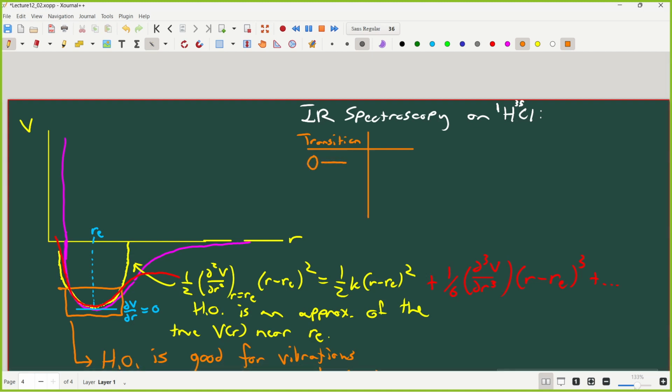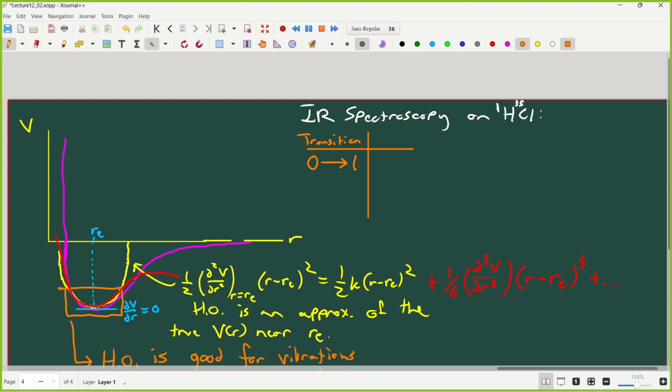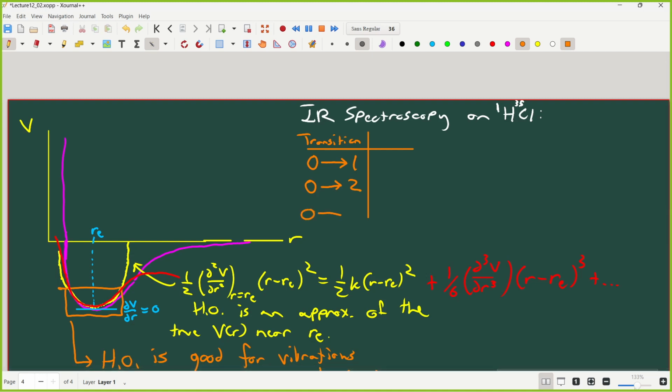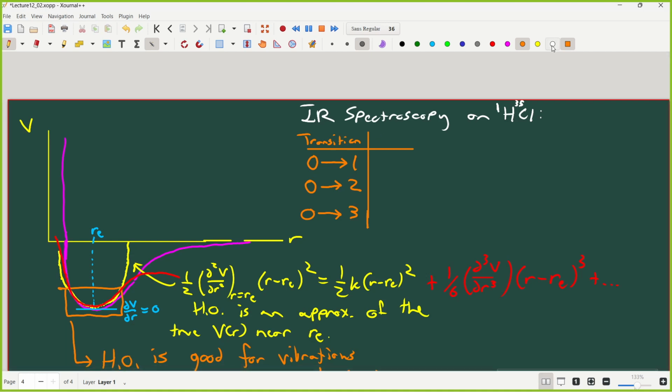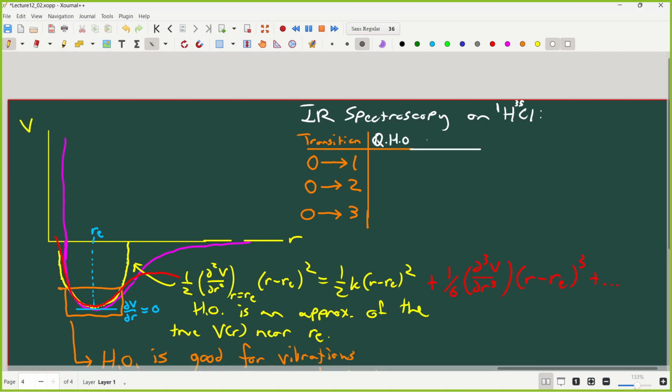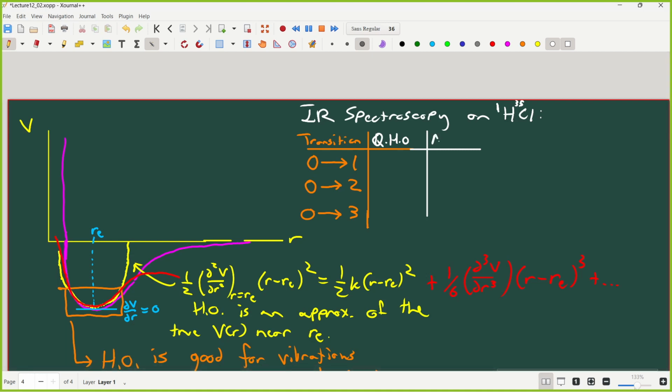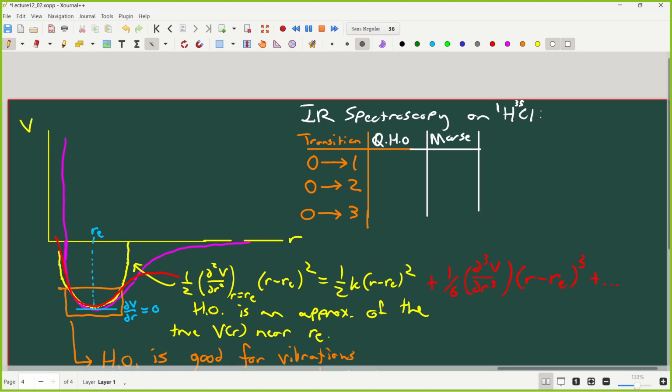All right, we're going to look at the 0 to 1 transition, right? This is going from the ground state to the first excited state. We're going to look at the 0 to 2 and the 0 to 3. All right, so this is exciting your molecule by 1 level of energy, by 2, and by 3. All right, and we're going to predict these lines using the quantum harmonic oscillator prediction, and we're going to predict it using the Morse potential. And we'll look at the experimental values to see what's right.